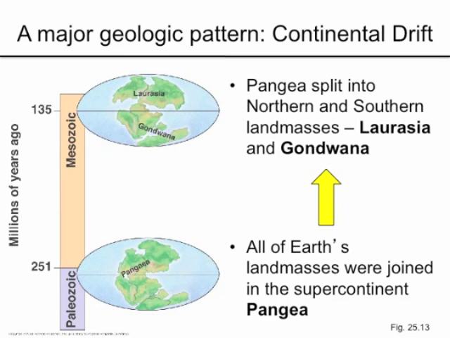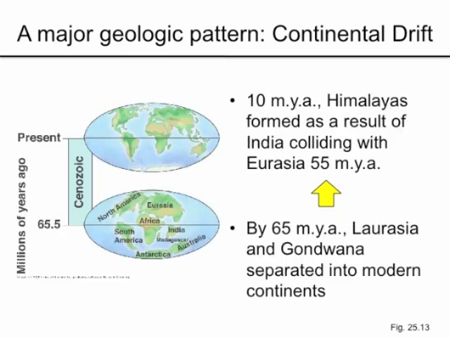From 165 to about 65 million years ago, Laurasia and Gondwana began to separate into what we can recognize as modern continents. You can see that South America split from Africa. North America is still kind of tied to Eurasia, but it's beginning to split. You can see India is an island right there. So we get some interesting things in India that are different from the rest of Eurasia, even though they're now connected. And you can see Australia is down there attached to Antarctica.